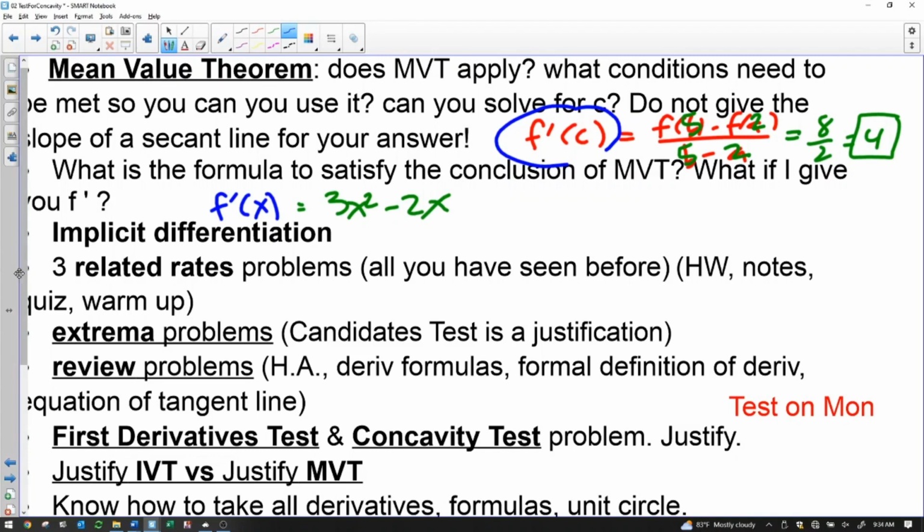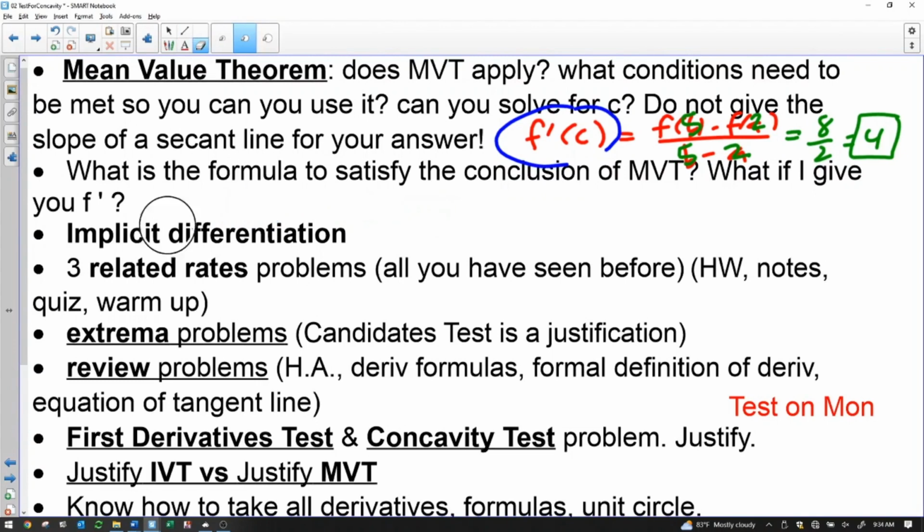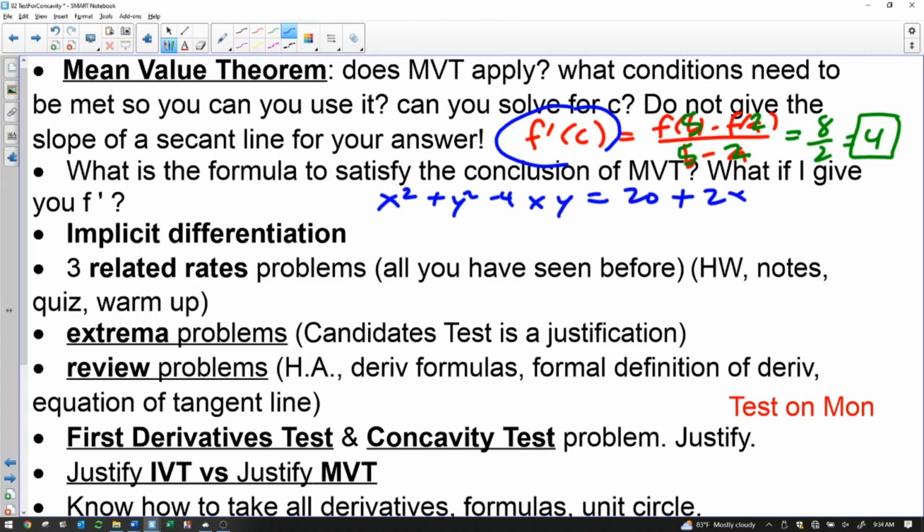All right, implicit differentiation. If I give you a problem like this, could you find the slope of the tangent line? It is the derivative. Could you find dy/dx? Please make sure you can. If you can't, then just go to your implicit differentiation worksheet. Go do one problem and make sure you can do it.